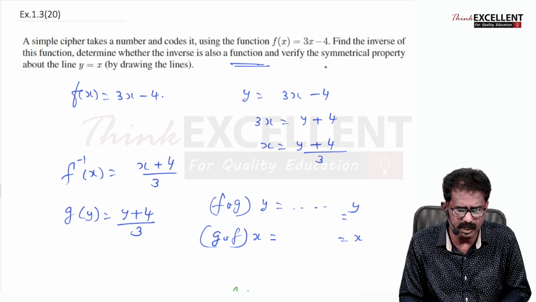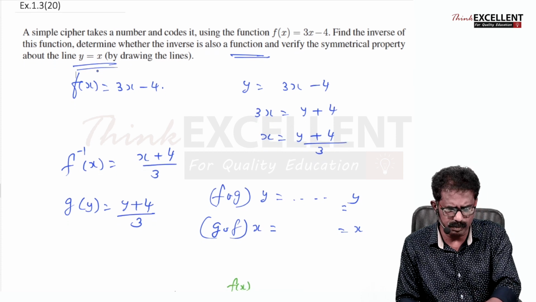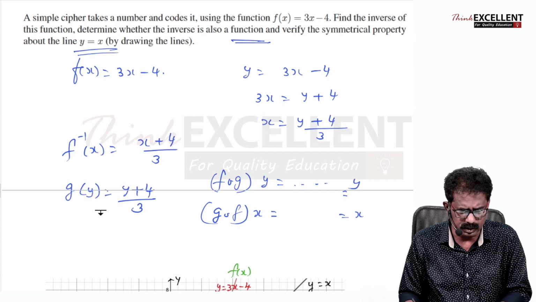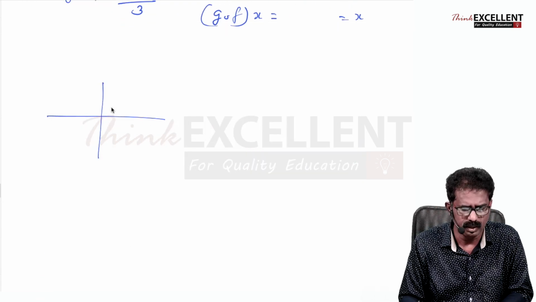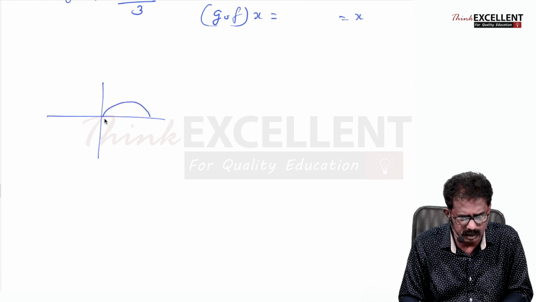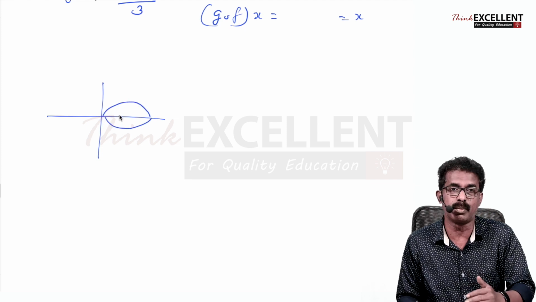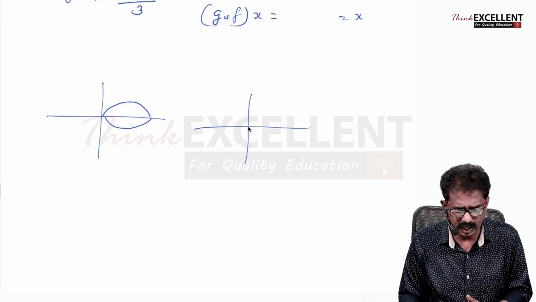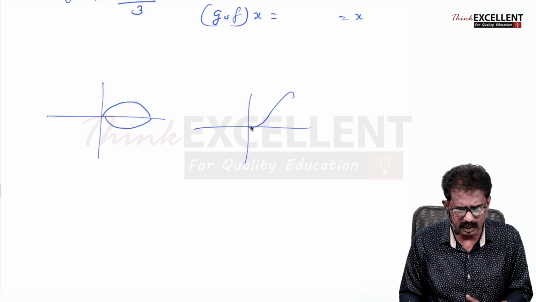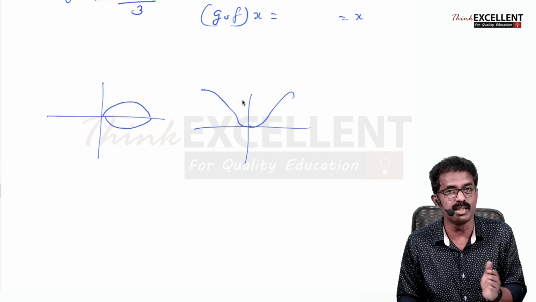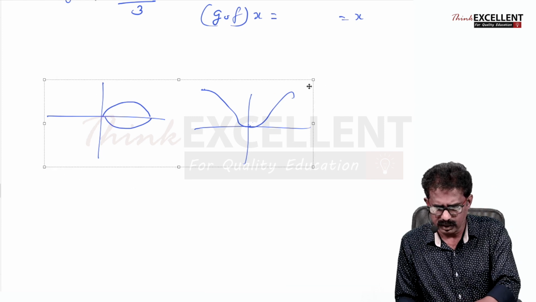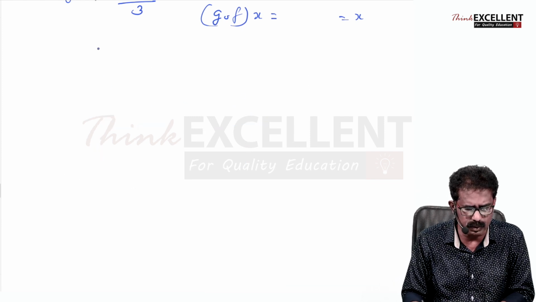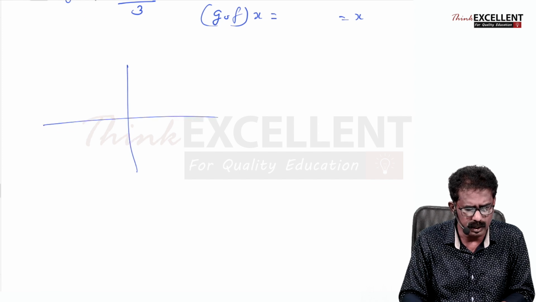Now verify the symmetrical property about the line y equal to x. What is the symmetrical property? Symmetric means what you have in the... See, suppose you have some curve like this, below also like this. Then we say this is symmetric about the x-axis. Suppose if you have some portion like this, and the same way you have the left side also in the same form, then you say it is symmetric about the y-axis. So this is a symmetric property, which in higher classes we study in detail. So here, symmetric about the line y equal to x. Y equal to x means, see, y equal to x.